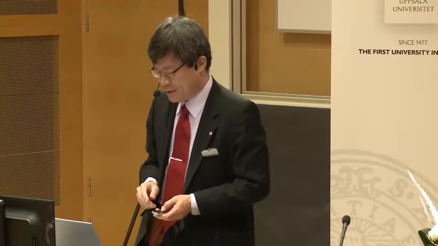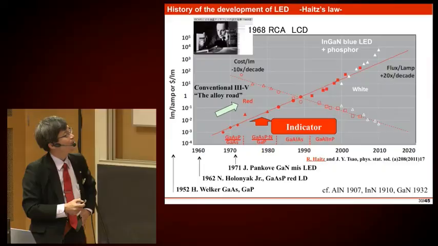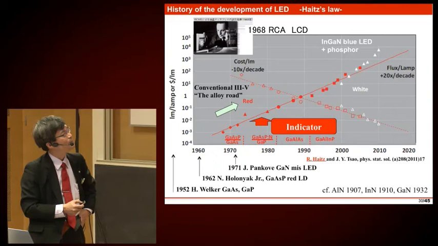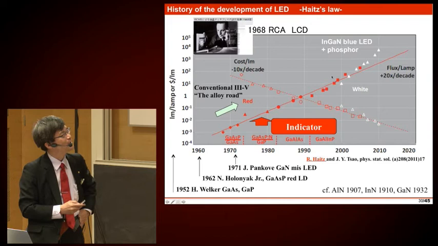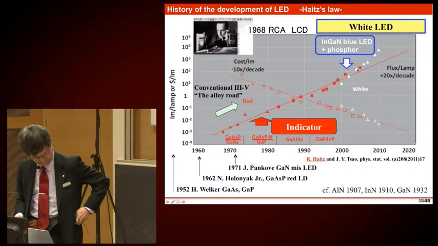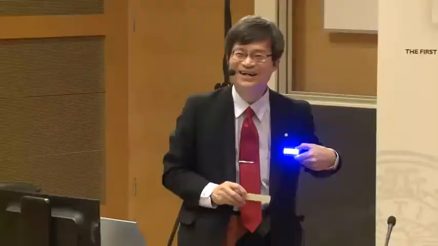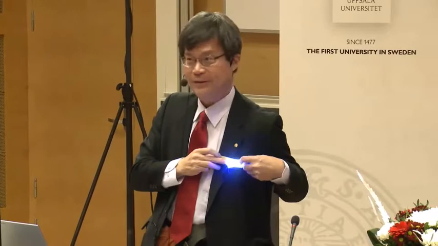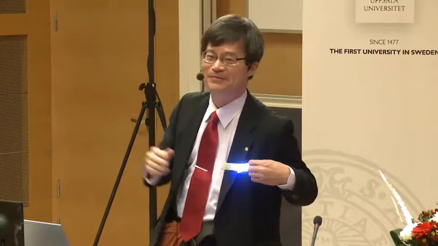So this curve shows the development of LED performance. With the emergence of white LEDs, the speed of improvement also accelerated. I'd like to show some. This is a blue LED, okay? But by adding very tiny phosphors, it becomes white. This is the commercially available white LED.